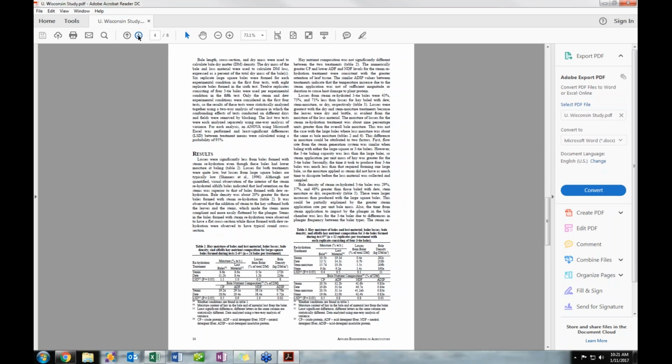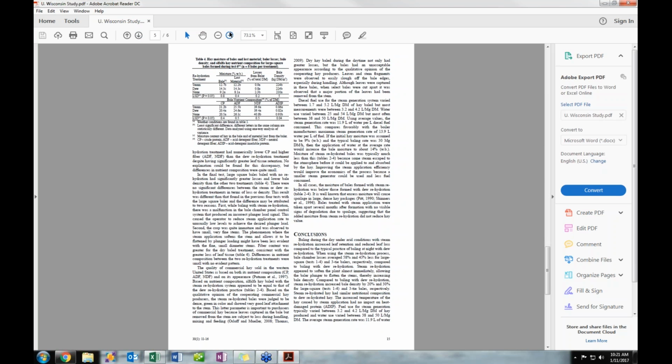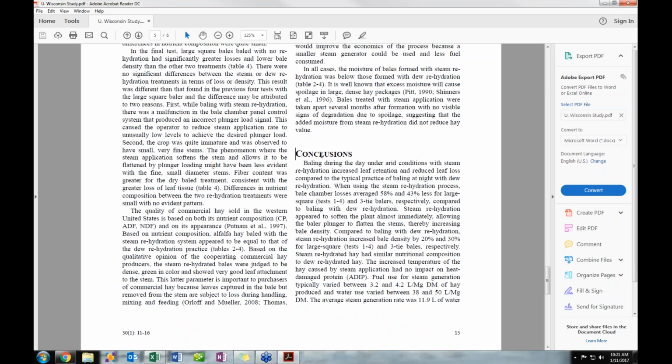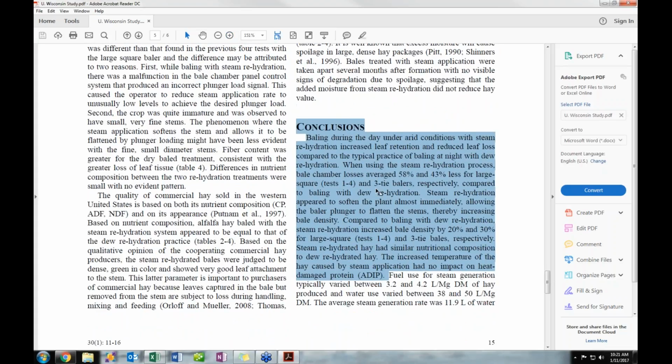If we just drop here to the conclusions, I'm going to zoom in and highlight the conclusions for you here. Maybe make it just a little bit bigger. I'm going to read this for you because this is really why we are able to increase the bale weight, and it is through leaf retention.